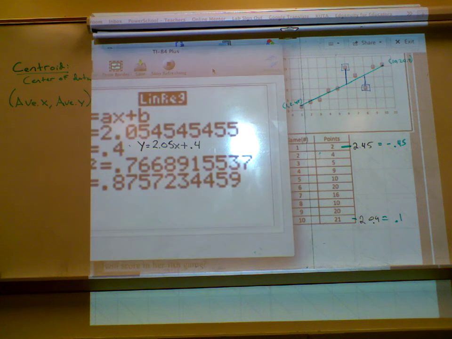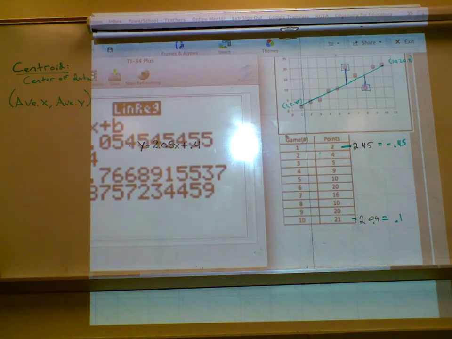So we add them all up. If I want to find my average x, we add up all these x's and divide by 10, because there's 10 of them. To find our average y, we add up all these, then divide by 10 to find our average y.